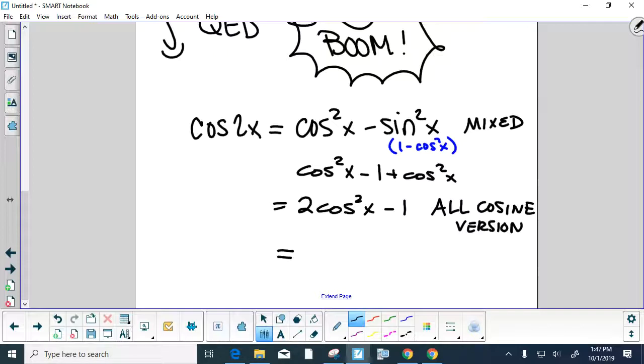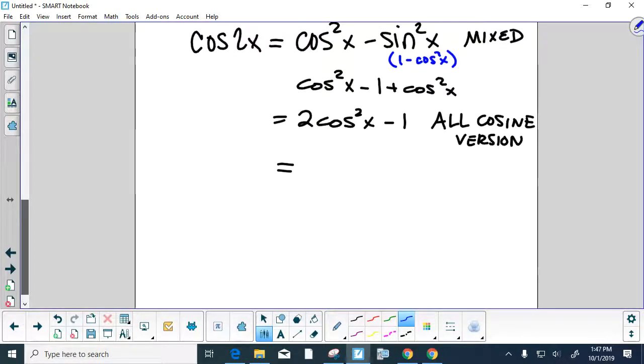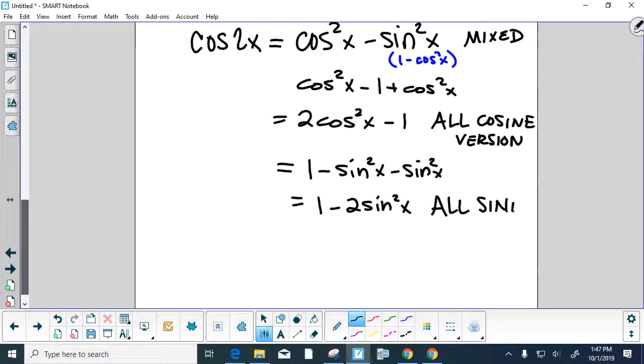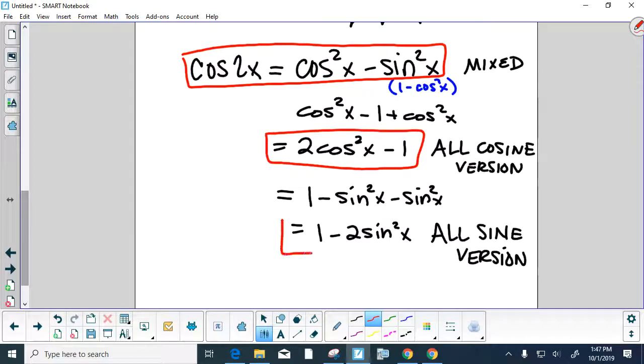What about the all sine version? I'm going to substitute in here 1 minus sine squared for cosine squared. So it'll be 1 minus sine squared minus sine squared, which is 1 minus 2 sine squared. That is the all sine version. So the cosine double angle is equal to this, is equal to this, and is equal to this. It's absolutely essential that you have those three.